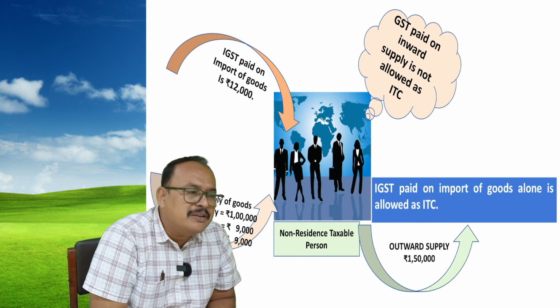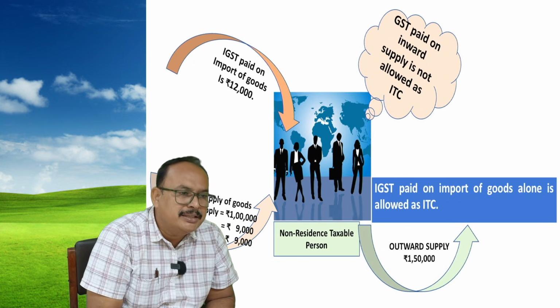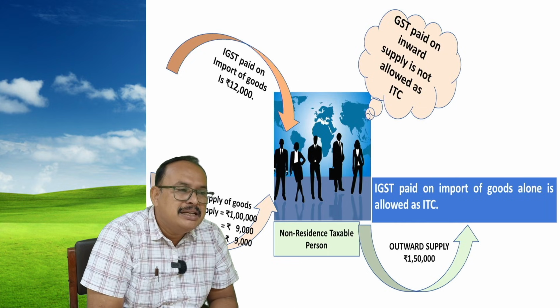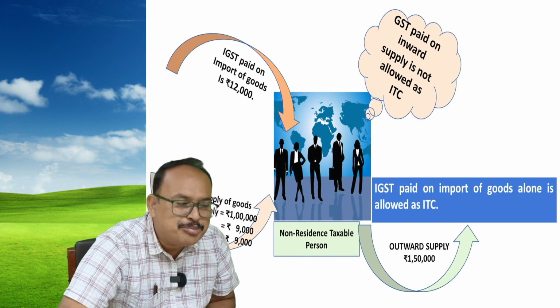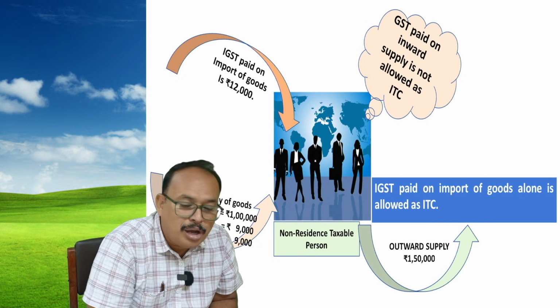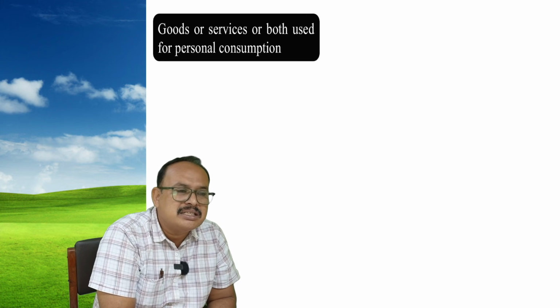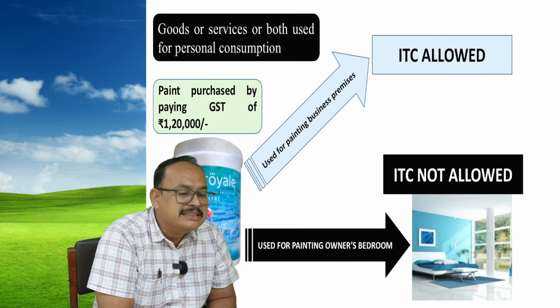Further, my dear sir, anything for social welfare activities, section 17 section 5 clause FA, services of CSR nature, corporate social responsibility purpose. If you incur the expenditure out of the fund, ITC is not allowed. Blocked credit. If you use the things for your personal purposes, ITC is not allowed. Personal purpose, ITC not allowed.